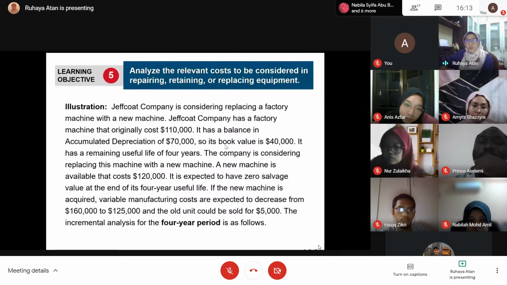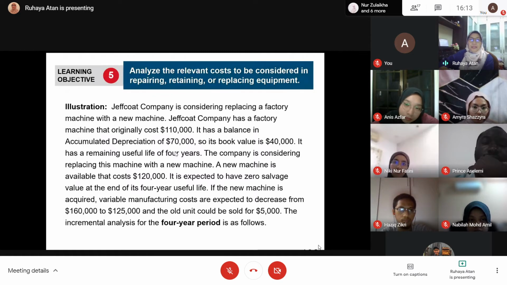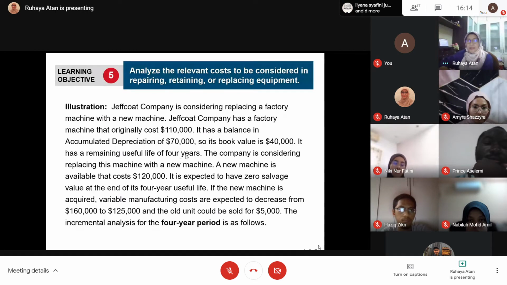So now its book value is $40,000. You notice that 110 minus $70,000, you get $40,000. And it has a remaining useful life of 4 years. Meaning that this old machine, after using it for a few years, now has a balance of 4 more years. It's remaining useful life.